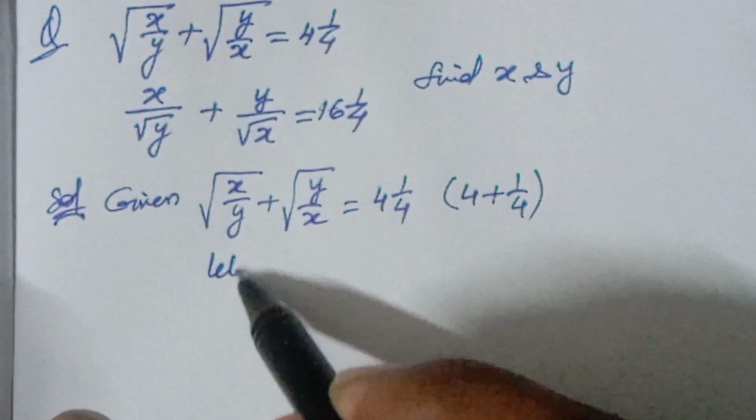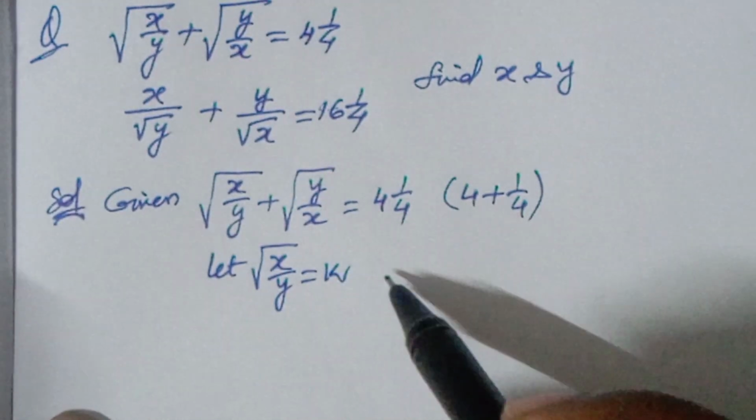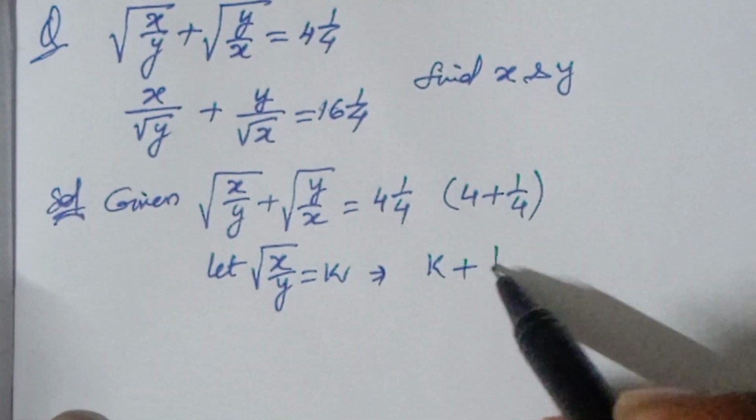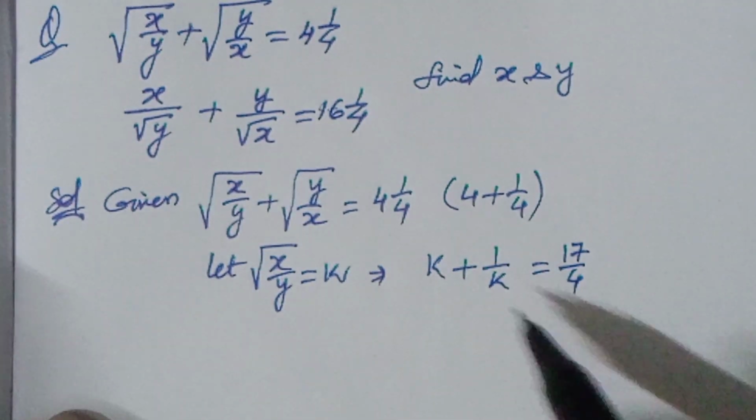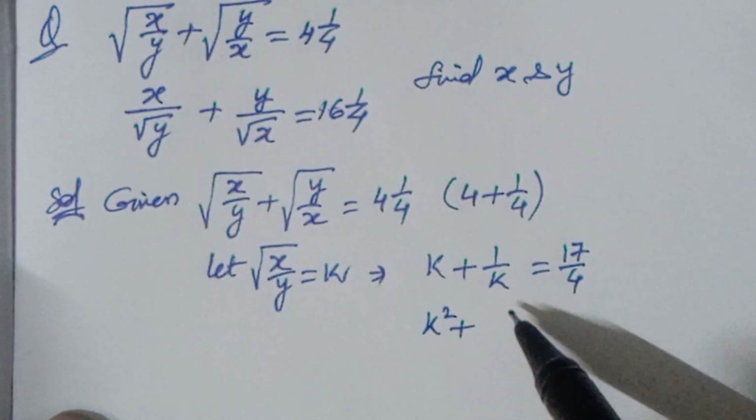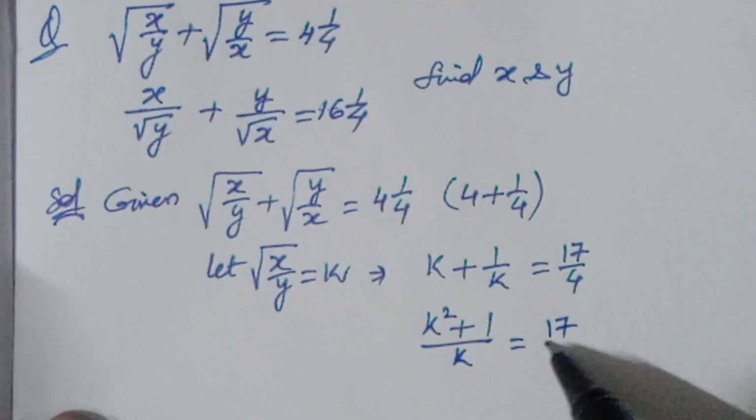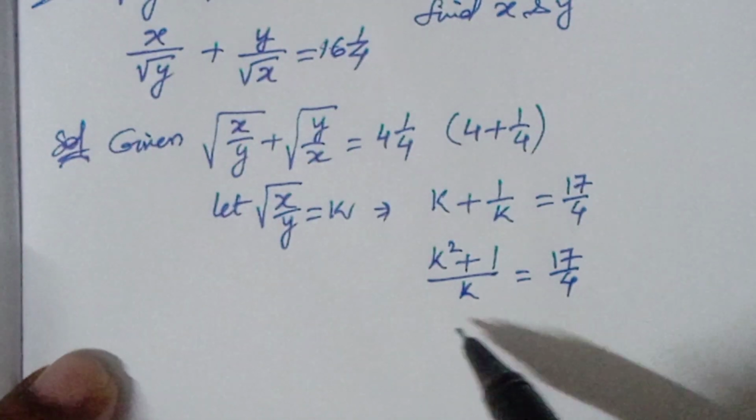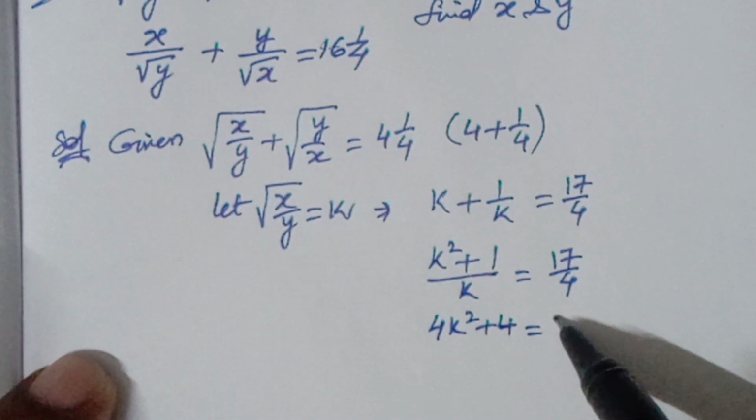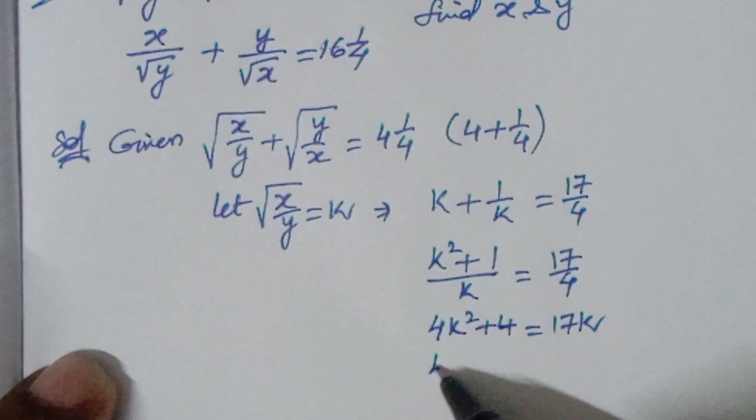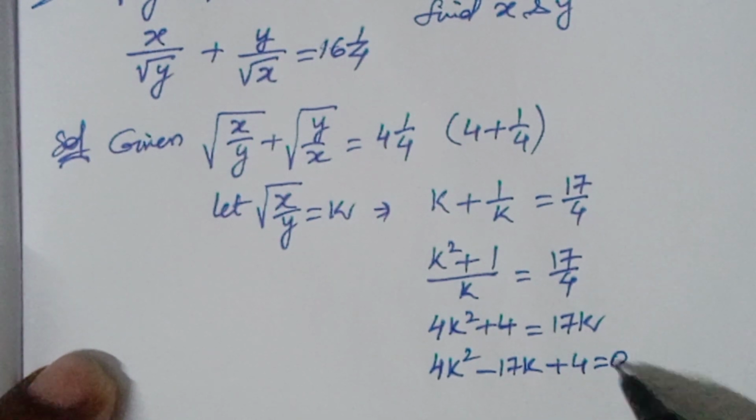So let root of x by y be equal to k. That implies k plus 1 by k is equal to 17 by 4. So k square plus 1 by k is equal to 17 by 4, which gives 4k square plus 4 is equal to 17k. So 4k square minus 17k plus 4 equals 0.